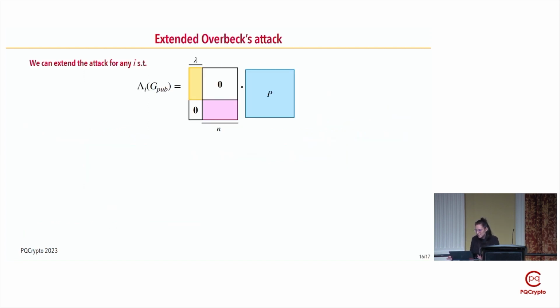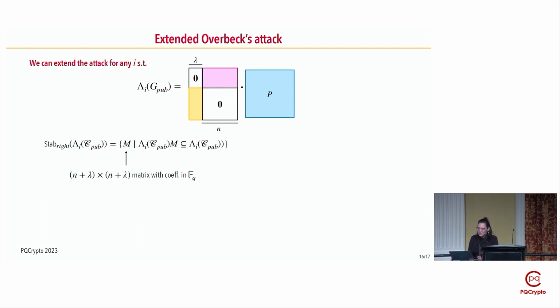And we prove that we can extend the attack for any I for which the lambda I of G cubed splits into 2 blocks of this form. It's quite technical. It just suffices to look at a specific set, which has an algebra structure: the set of matrices with coefficients in FQ which, multiplied by codewords of the lambda I of C cube code, give other codewords of the same code.